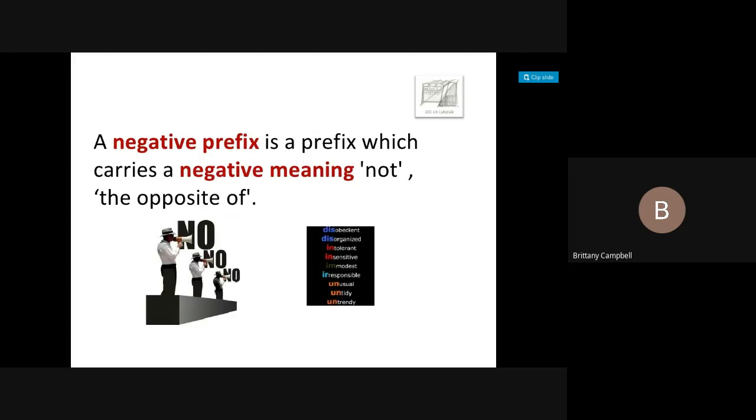So a negative prefix is a prefix which carries a negative meaning, not, the opposite of. So when we talk about un and in and im, and we talk about dis, yes, we're making reference to a negative meaning, and we'll get to see more of that.